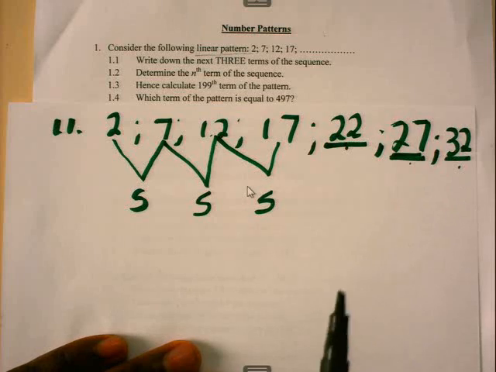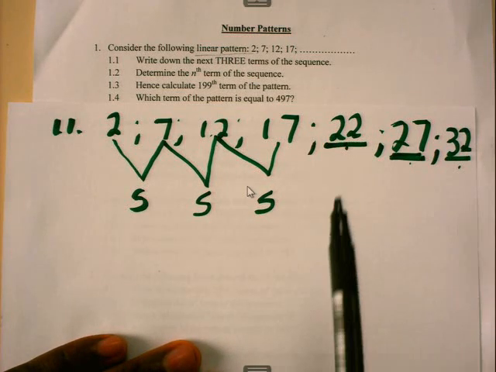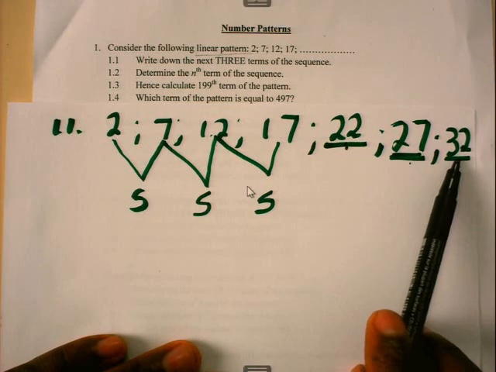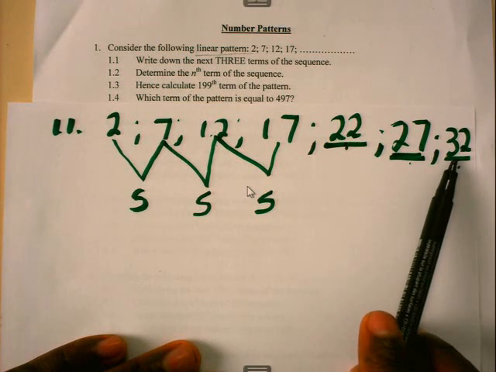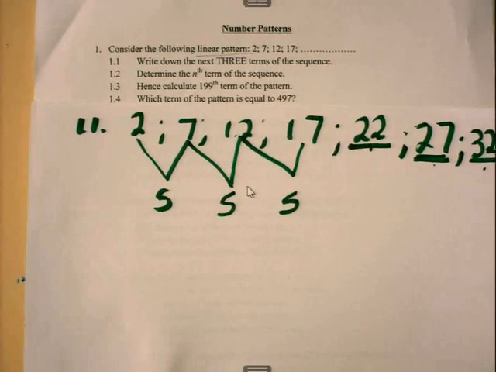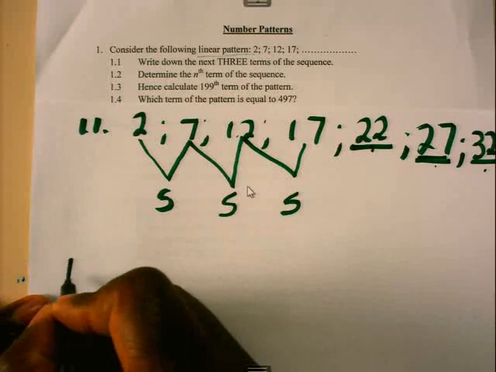So when answering 1.1, write down the next 3 terms of the sequence. The next 3 terms of the sequence will be 22, 27, and 32. 1.1, I think we're happy. Check 1.2.